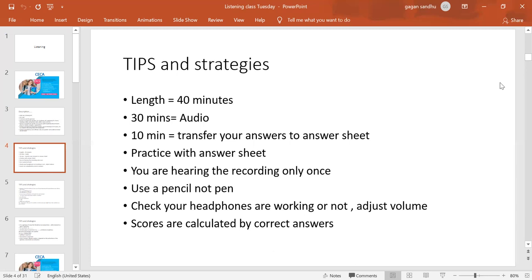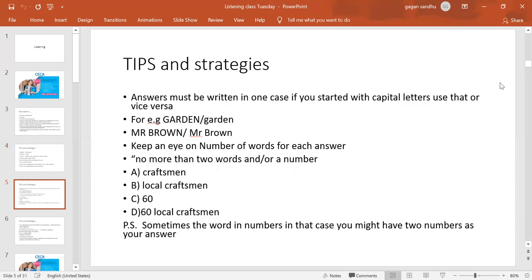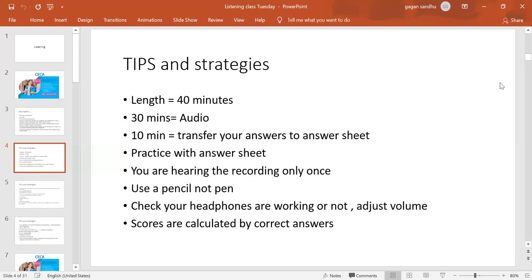And you hear the recording only once. Definitely this is not about pen and paper in the CBT, but if it's a paper-based exam, certainly use a pencil, not a pen, so you can erase wrong spelling and wrong punctuation if you mess up the sequence of the answers on the answer sheet. Check your headphones for sure. If not working, change them.